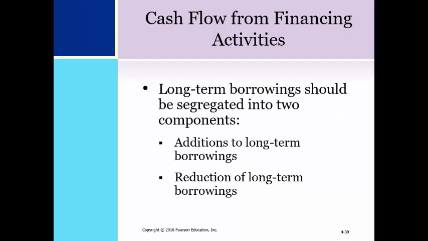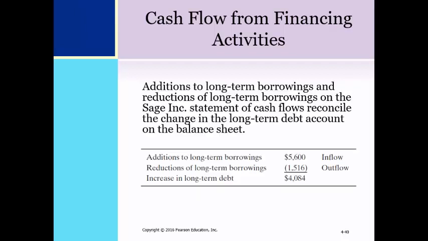The long-term borrowings of Sage Inc. should be segregated into the inflows, additions, and outflows, reductions, for purposes of presentation on the statement of cash flows. The 2016 inflows or additions of $5.6 million and the outflows or reductions of $1.516 million are shown separately to arrive at the net inflows of $4.084 million for the year.